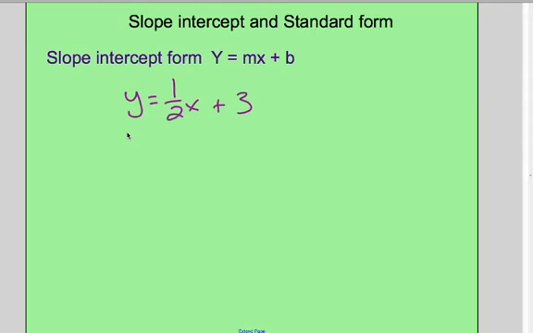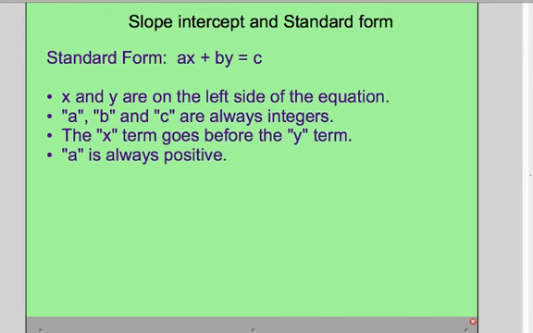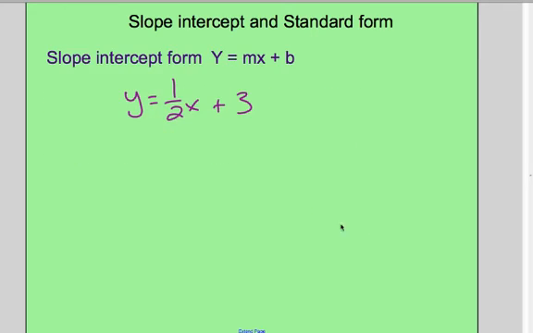But now how do I take this and move it into standard form? Well, if we go back and look at the last slide, we'll have to remember that x and y are both on the left-hand side of the equation. So I've got to get my x over to the left side. And also that a, b, and c are always integers. So if I look at this equation, I need to get this term over here, but I also need to get rid of this fraction, and I prefer to get rid of the fractions first. If you remember from earlier, to get rid of a fraction, you multiply all the terms in the equation by the number that's in the denominator.